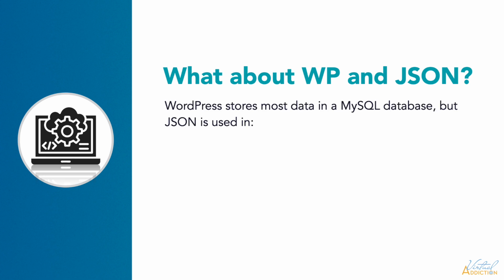Well, WordPress typically is going to store the data inside of a MySQL database, but we do use JSON in the following areas. The WordPress REST API is the main use of JSON. WordPress provides a REST API that allows developers to get and send data in the JSON format. An example of this would be fetching all posts from a WordPress site.